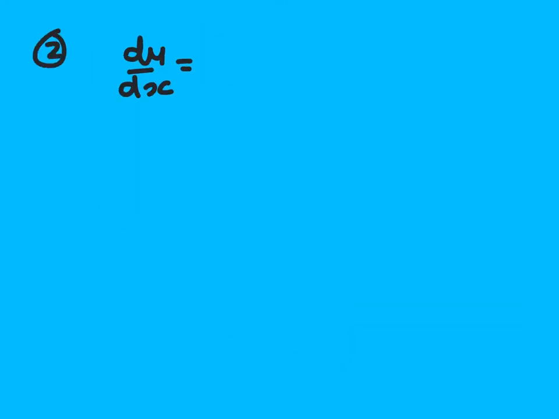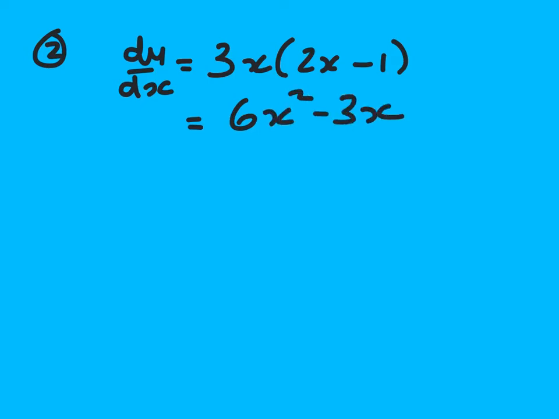Question 2. This one says the gradient of a curve is given by the formula dy by dx equals. So the first thing I need to do here is take the 3x bracket 2x minus 1 and remove the brackets on that. That gives me 6x squared minus 3x.